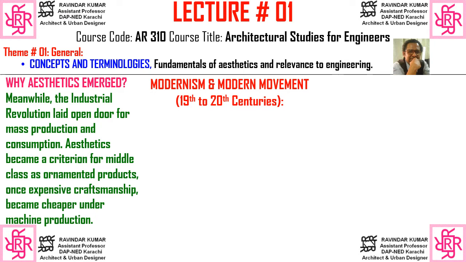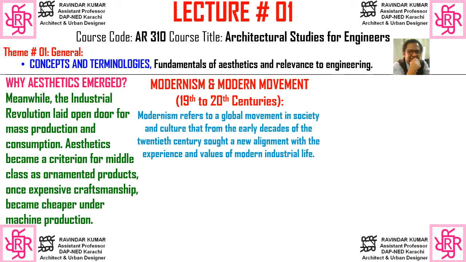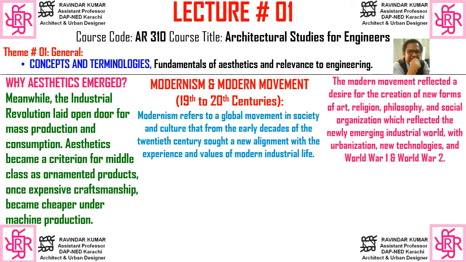Modernism and the modern movement. Modernism referred to a global movement in society and culture that from the early decades of the 20th century sought a new alignment with the experience and values of modern industrial life. Modernism emerged in the 19th century and in the 20th century. The modern movement reflected a desire for the creation of new forms of art, religion, philosophy, and social organization, which reflected the newly emerging industrial world with urbanization, new technologies, and World War I and World War II.